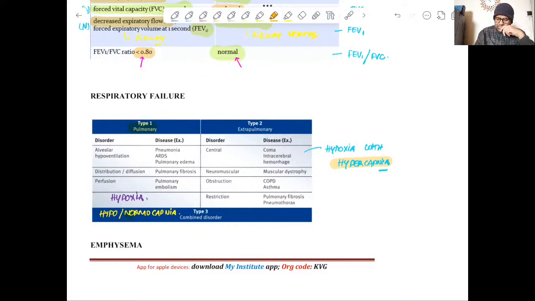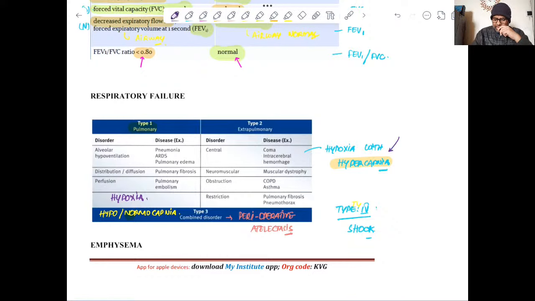Then type 3 is actually perioperative atelectasis, and there is one type 4 as well, which is related to shock. So type 4 is hypoperfusion because of shock. Clear? So type 1, type 2, type 3, type 4.